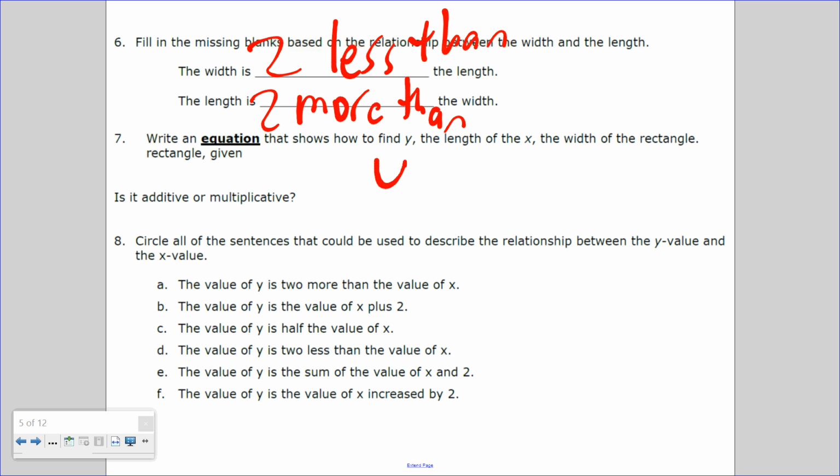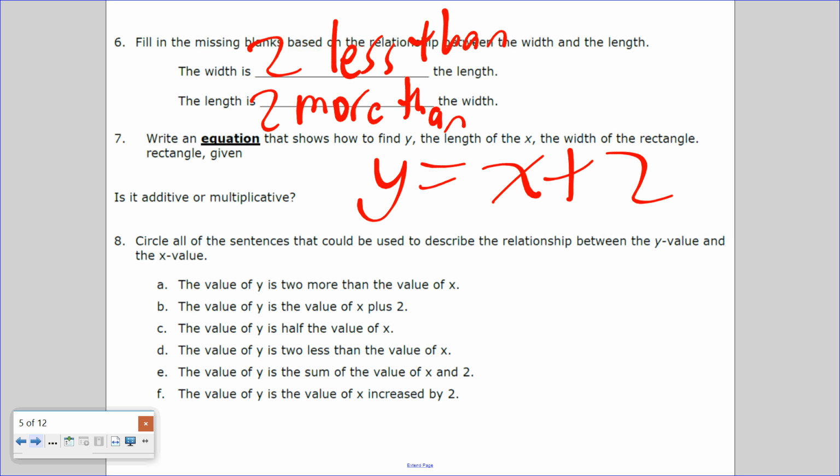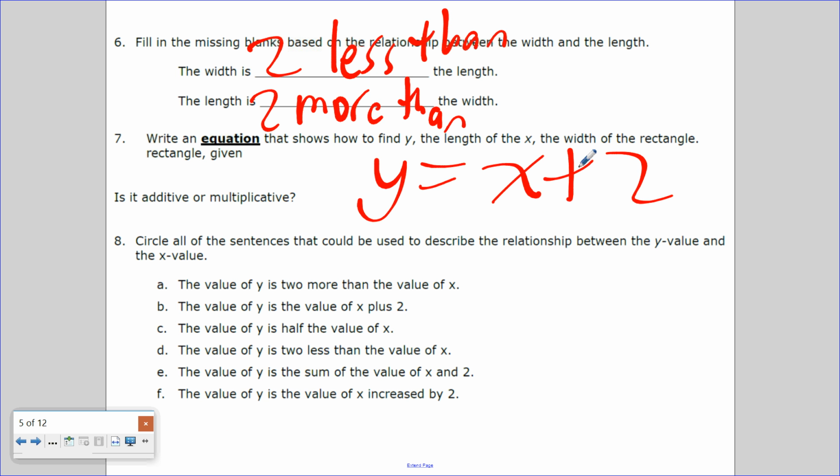So write an equation, y equals. Because I know it's plus 2, we're adding 2 to what? To the width. And how is the width represented? By x. So it's x plus 2, so y equals x plus 2. y is again the length. To find the length, you have to add 2 to the width. Circle all that makes sense here.